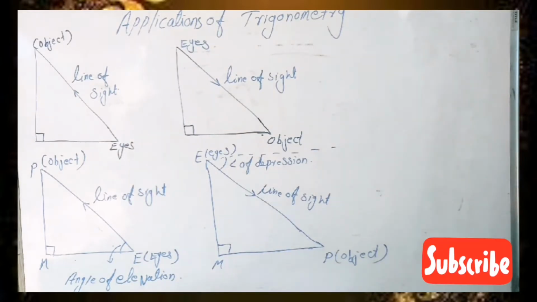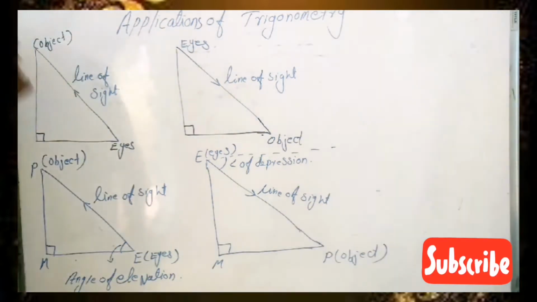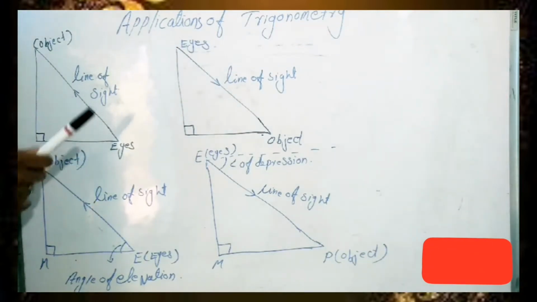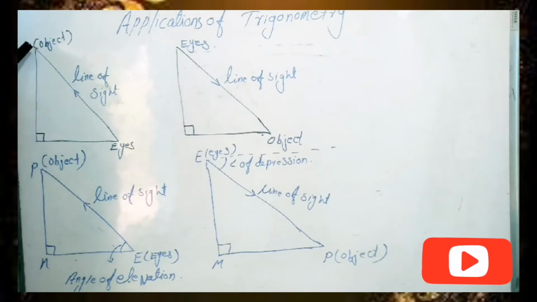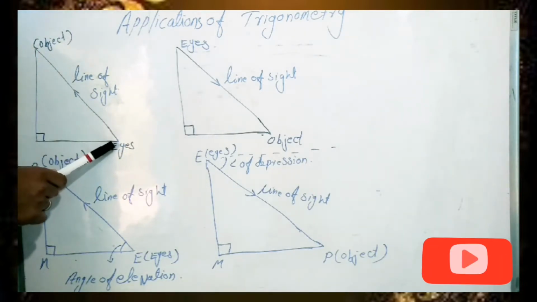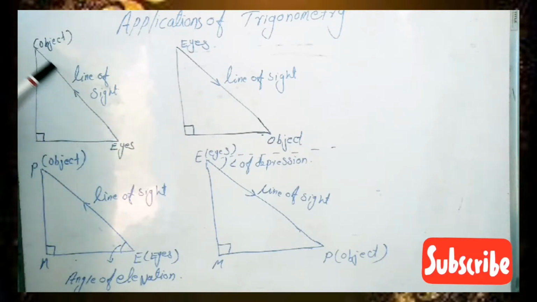Today I am going to discuss some applications of trigonometry, ninth chapter of 10th standard. The first important point in this chapter is line of sight, or line of vision. It is the line drawn from the eyes of an observer to the object viewed.